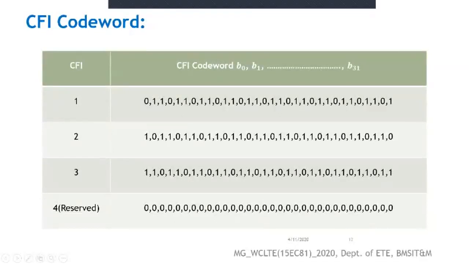And when CFI, that is control format indicator, is 3, then the code word is 11, 011, 011, 011, and so on up to 32 bits. And as I said, CFI equal to 4 is reserved for special use, and all 32 bits will be 0. So this is the code word which I use for CFI.